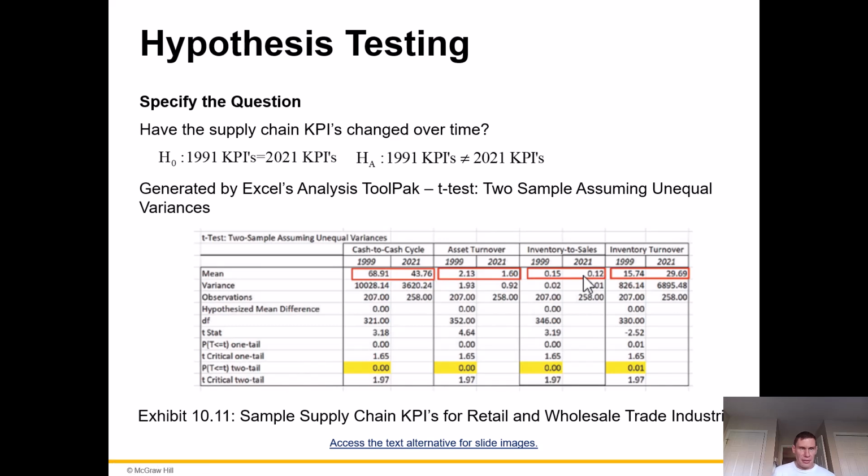So for hypothesis testing, the first thing we would do is specify the question. So have the supply chain KPIs, key performance indicators, changed over time? So our H sub zero, that's of course our null hypothesis. There we're saying that 1991 KPIs are equal to 2021 KPIs. So that's like a statement of no change. And then the statement of change, if you will, is H sub A, which is the alternative, or we sometimes call that the research hypothesis, which says that 1991 KPIs, you notice we've got this equal sign with a line through it, which just means not equal to 2021 KPIs.